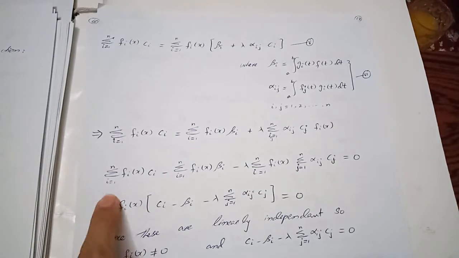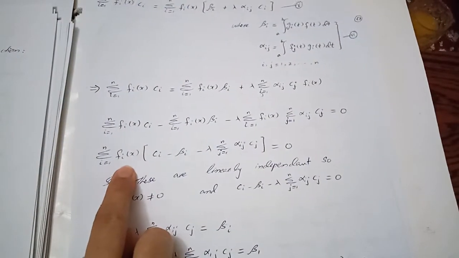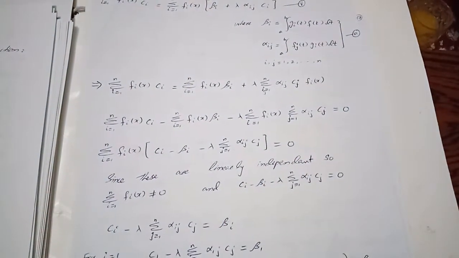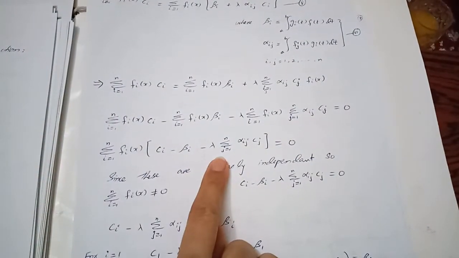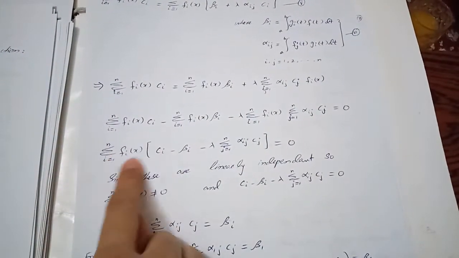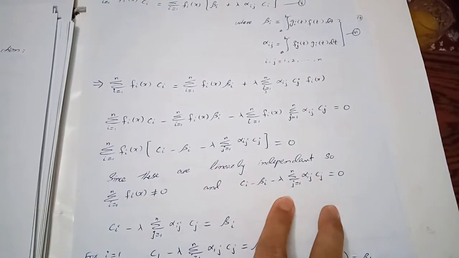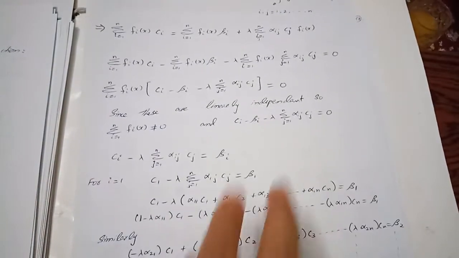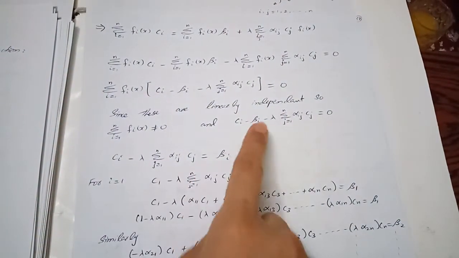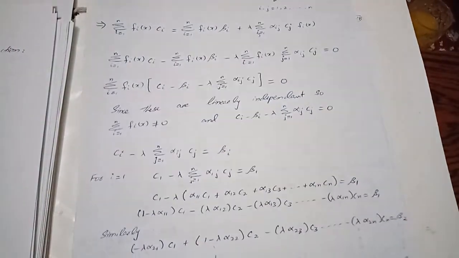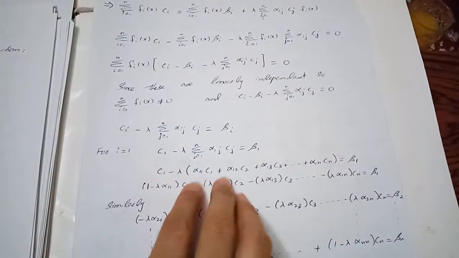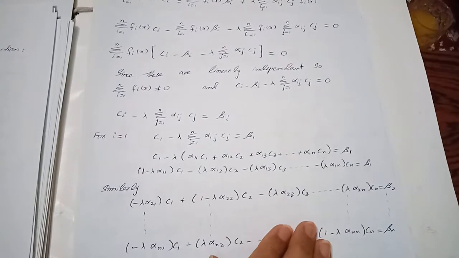Take summation i equals 1 to n f i of x common outside the bracket. So we got this equation. Since these are linearly independent, this can never be 0. It means this bracket is going to be 0. After taking it equal to 0, just rearrange it and take this beta i on the right side. And let's write some equations, system of linear equations.